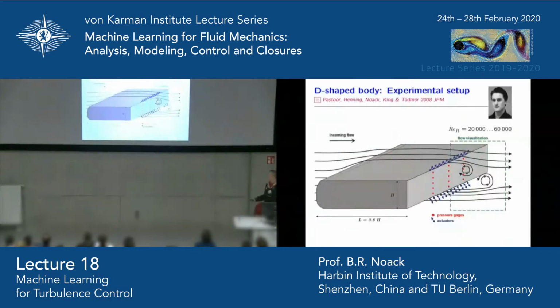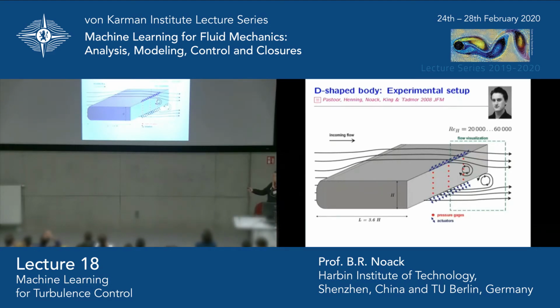Well, here we have an experiment. A D-shaped body flows from left to right. The goal is to reduce the drag. You have a couple of 15 pressure gauges. You can blow and suck on both actuators independently. Reynolds number is around 40,000, so it's reasonably turbulent. And I'm reporting now about a PhD thesis which has been done some time ago by Marc Pastor.